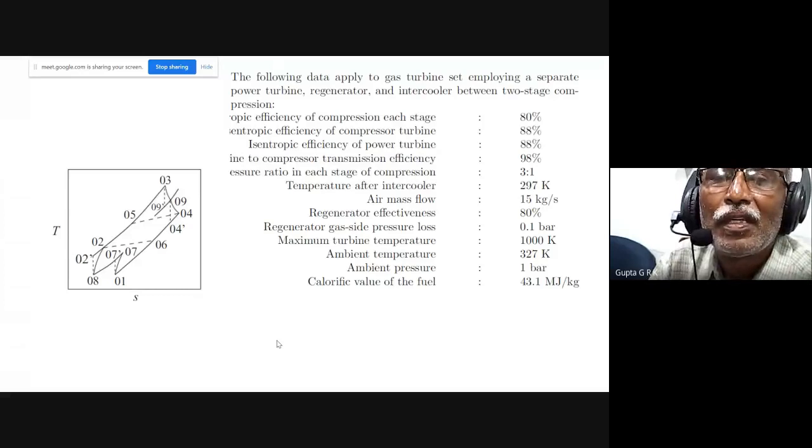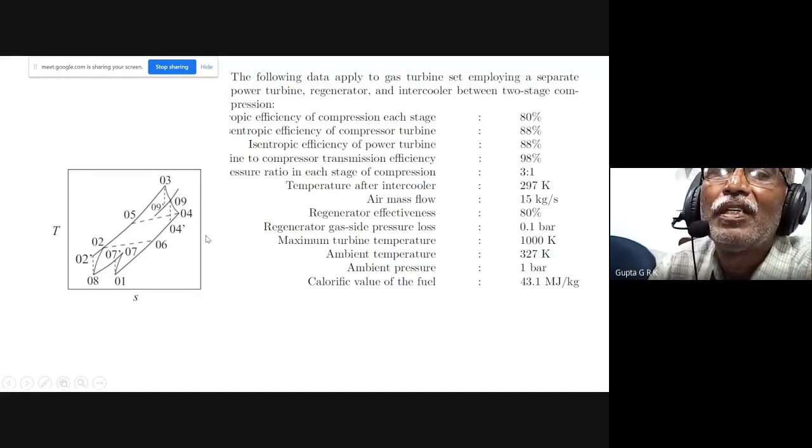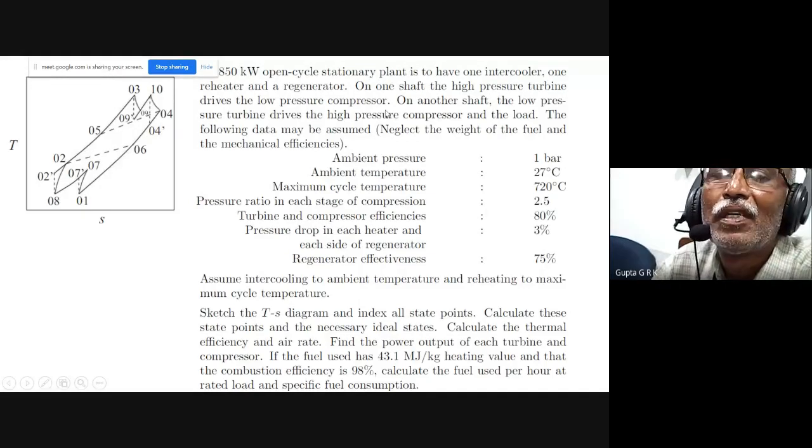Whatever we discussed is the twin shaft engine. Now the following data apply to a gas turbine employing a separate power turbine. It is an open cycle stationary plant with one intercooler, one reheater, and a regenerator. On one shaft, the high pressure turbine drives the low pressure compressor. On another shaft, the low pressure turbine drives the high pressure compressor and the load.